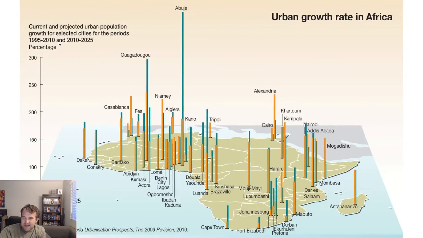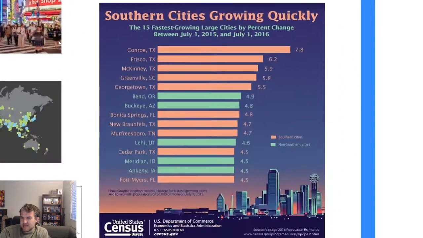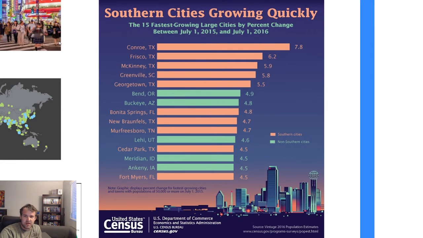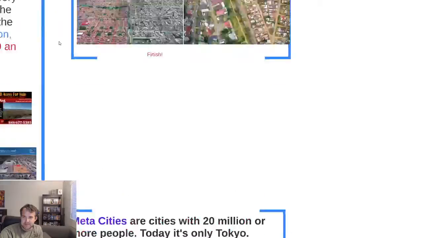And then in Africa, every city in Africa is going to grow in a big way in the next few years. Especially the city of Abuja. Oh my gosh, that city's gonna like quadruple in size. That's crazy. And then southern cities growing quickly. All these Texas cities are growing, growing, growing constantly. Everybody's moving to Texas, so that's where these places are all happening.